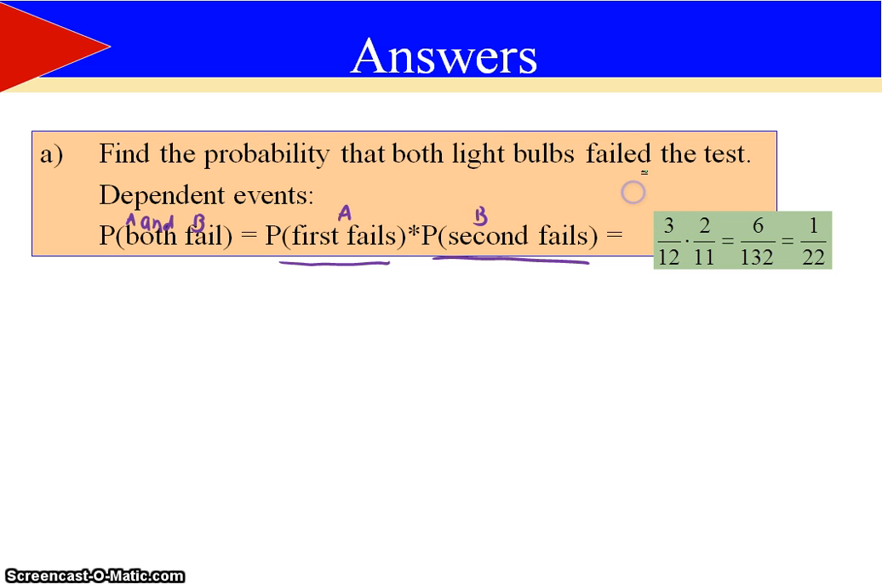So the first time around, there's all 12 bulbs together. There's 3 of them that will fail out of 12. You didn't replace it. There's only 11 left in there, and there's only 2 left potentially that would fail. So you multiply and you get 1 over 22.